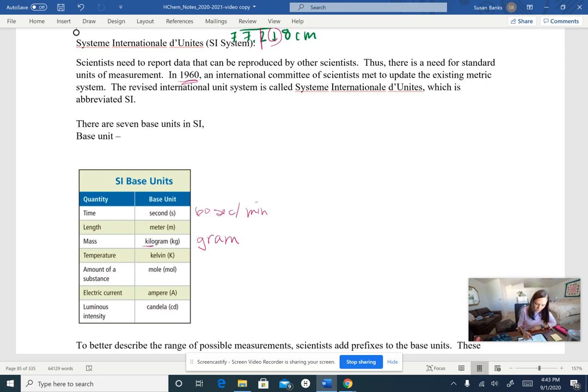So just to give you an idea of how small a gram is, if I had 1 milliliter, just one little tiny milliliter filled with water, that would give me 1 gram. By the way, that is the definition of a gram. At one point it was.